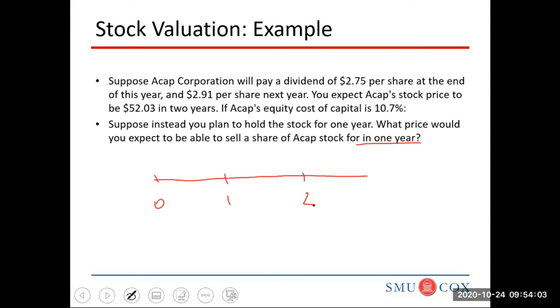You would do the second dividend plus the stock price over 1 plus the cost of capital. So I got 49.63. How much? 49.63. Yeah, good, thank you. So 2.91 plus 52.03, discounted by 1 year, is 49.63, right? So that's what you get here in year 1.